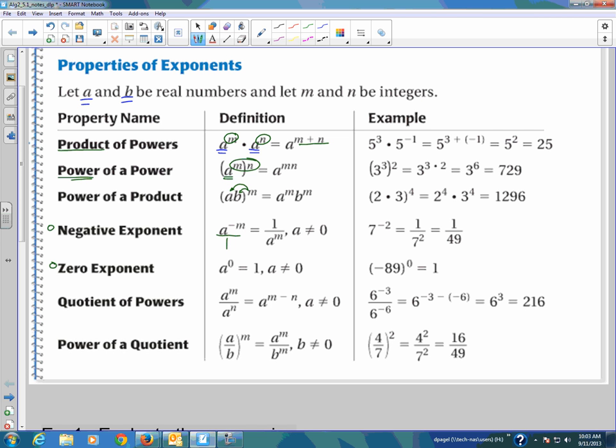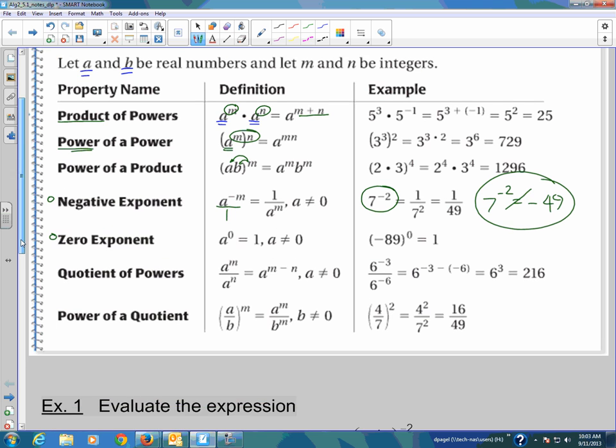A common mistake on that is, let's use this one here as an example. People say that 7 to the negative 2 power is negative 49. And it's not. It's 1 over 49. So just be careful with those negative exponents. Always move them somewhere else, either into the numerator or the denominator, to make them positive.